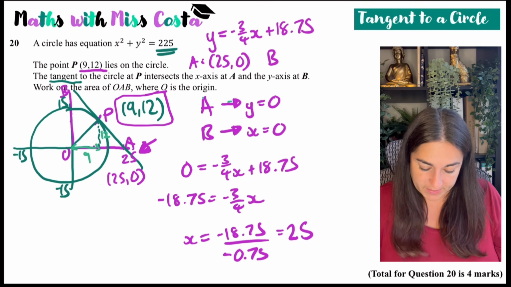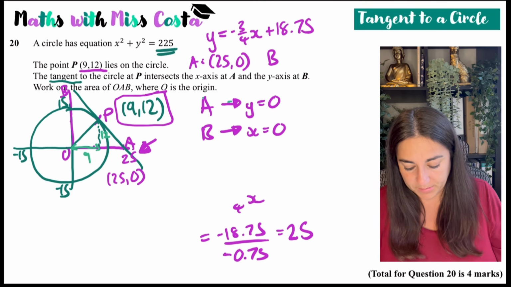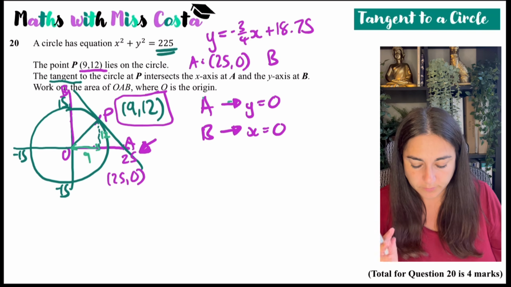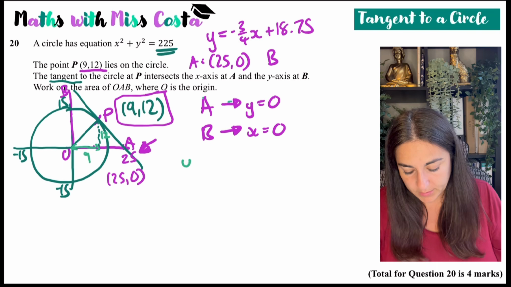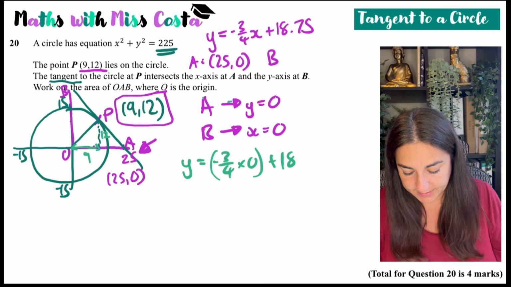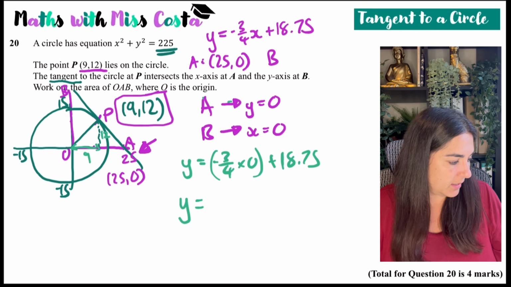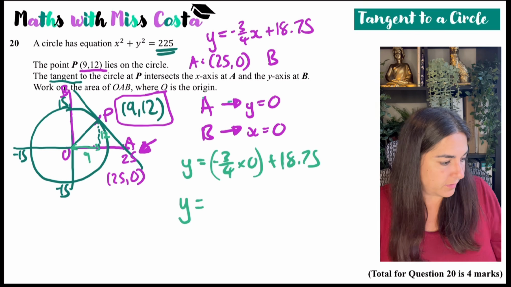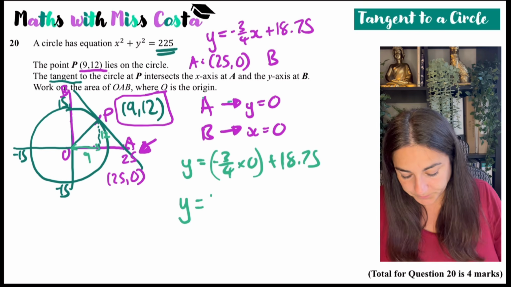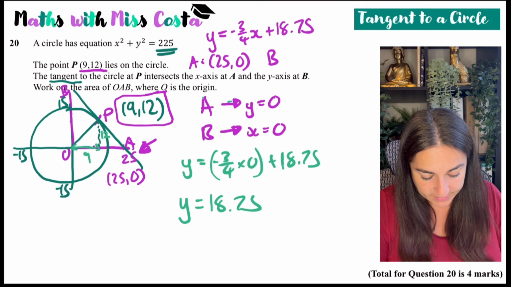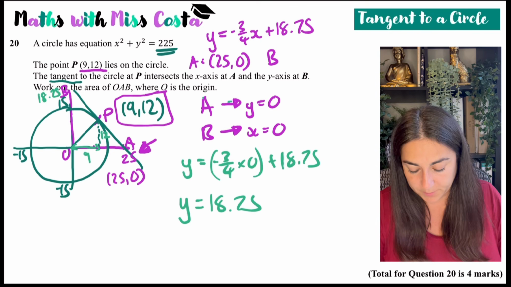Then I do the same for B. So B would be when x equals 0. So y is minus 3/4 times 0 plus 18.75. So therefore y is just 18.75. So that's this over here, 18.75. So B is going to be 0, 18.75.